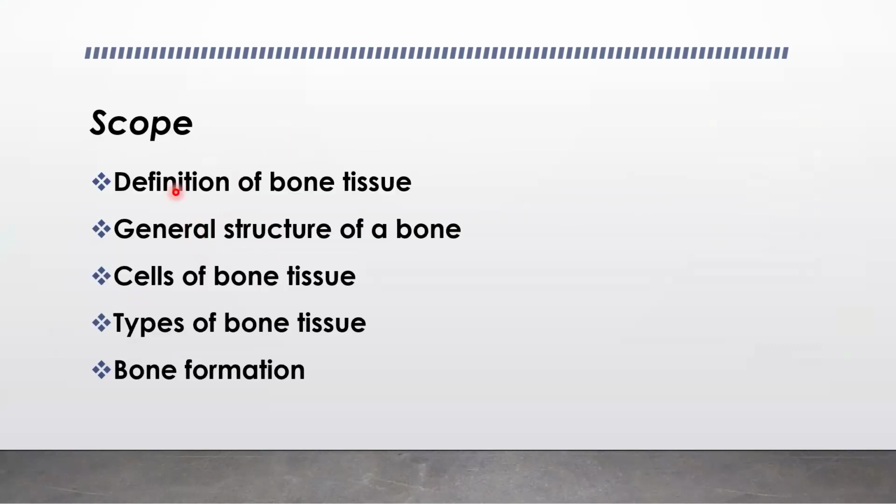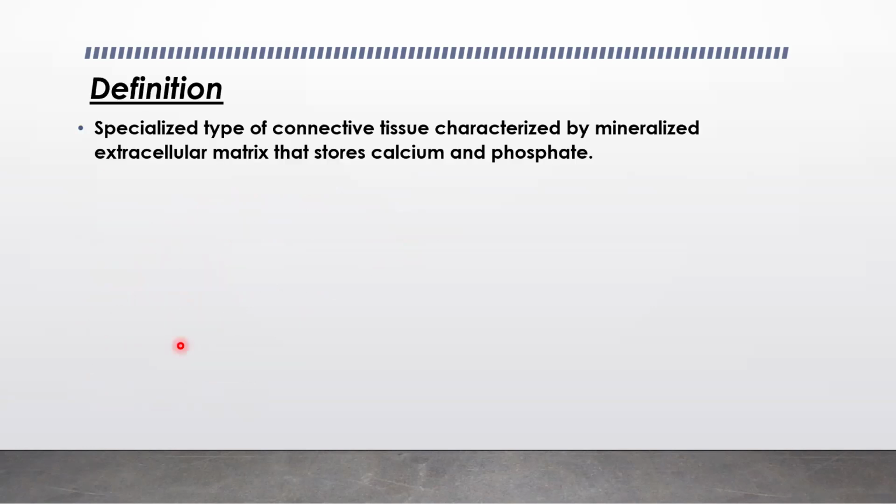The scope for the session will be to define the bone and what a bone tissue is. We'll look at the general structure of bone, both grossly and histologically. We'll look at the cell types of the bone tissue, the cells that we will be able to see histologically. Then we'll see the various types of bone tissues, and then we'll talk a little bit about bone formation.